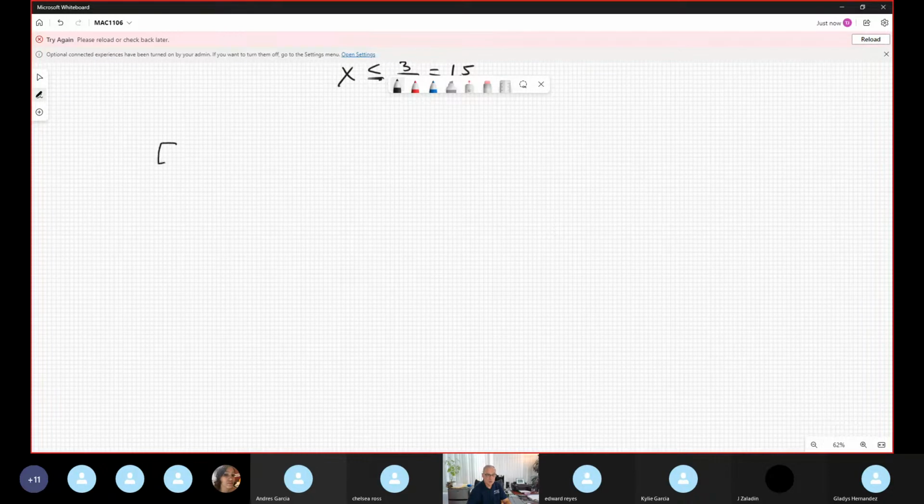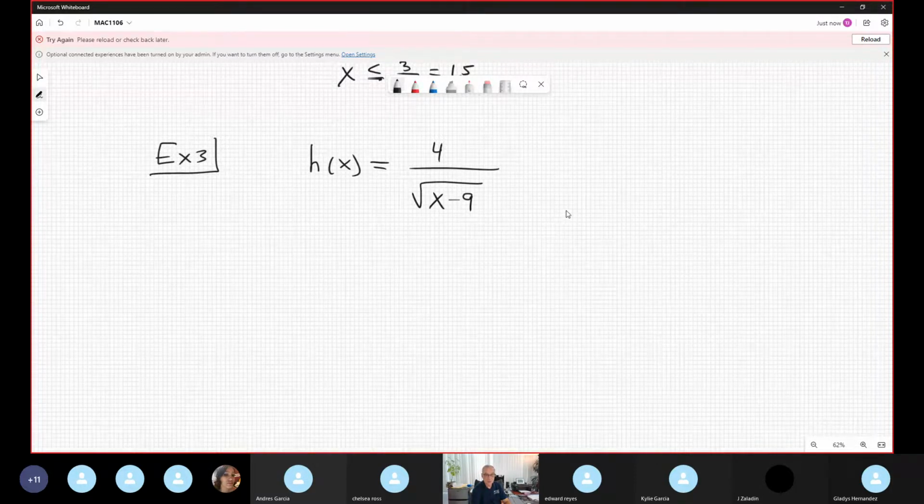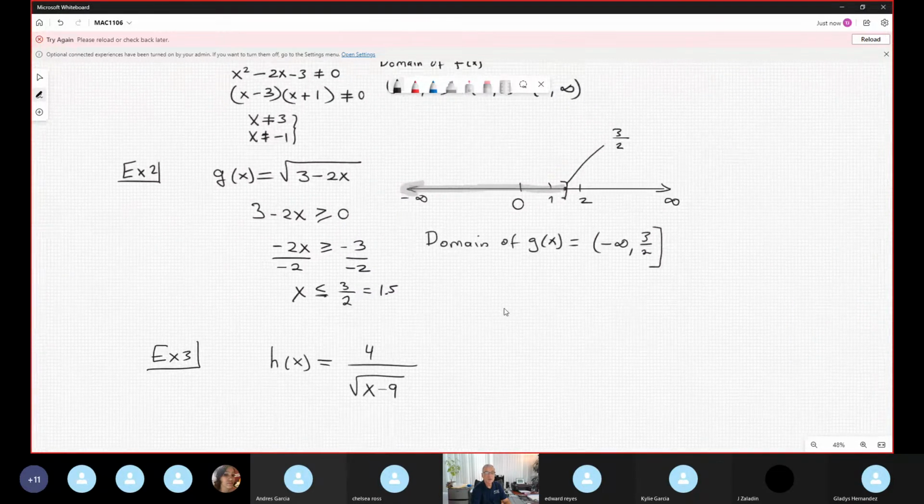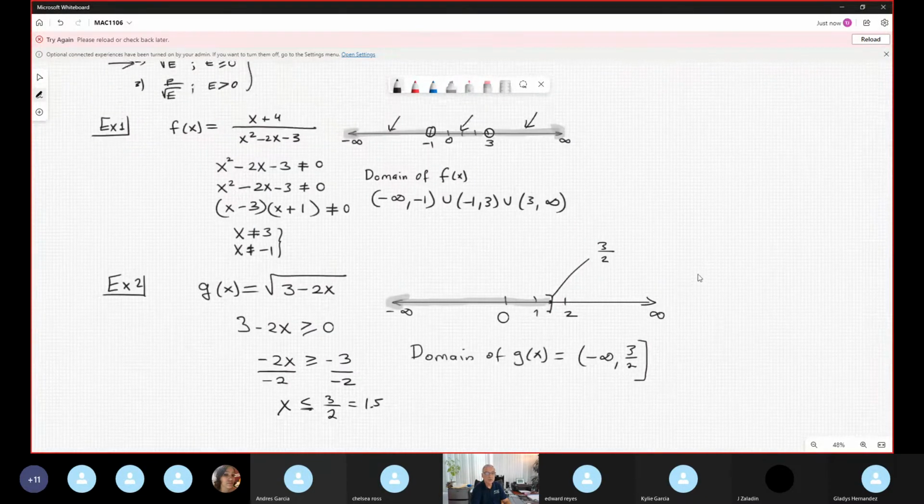Example 3, similar. But in this example, the name of the function is h. This is 4 divided by square root of x minus 9. This is again a square root, but the square root in the denominator is similar to restriction 3.